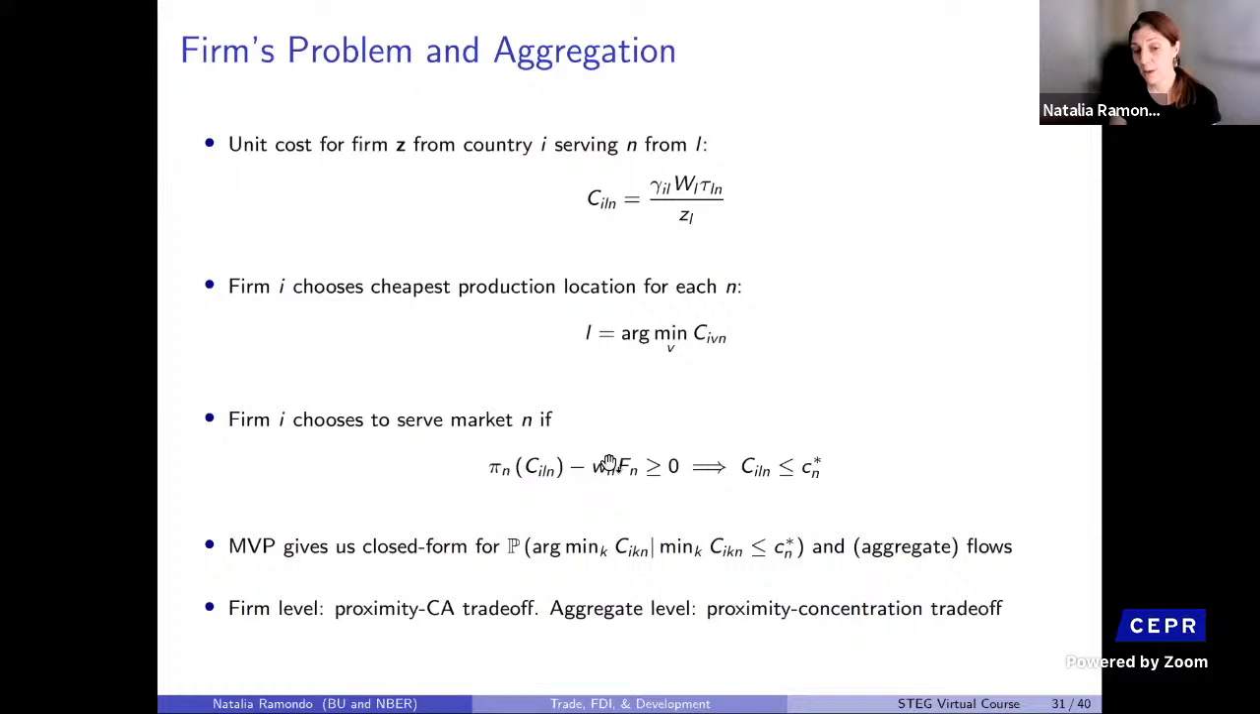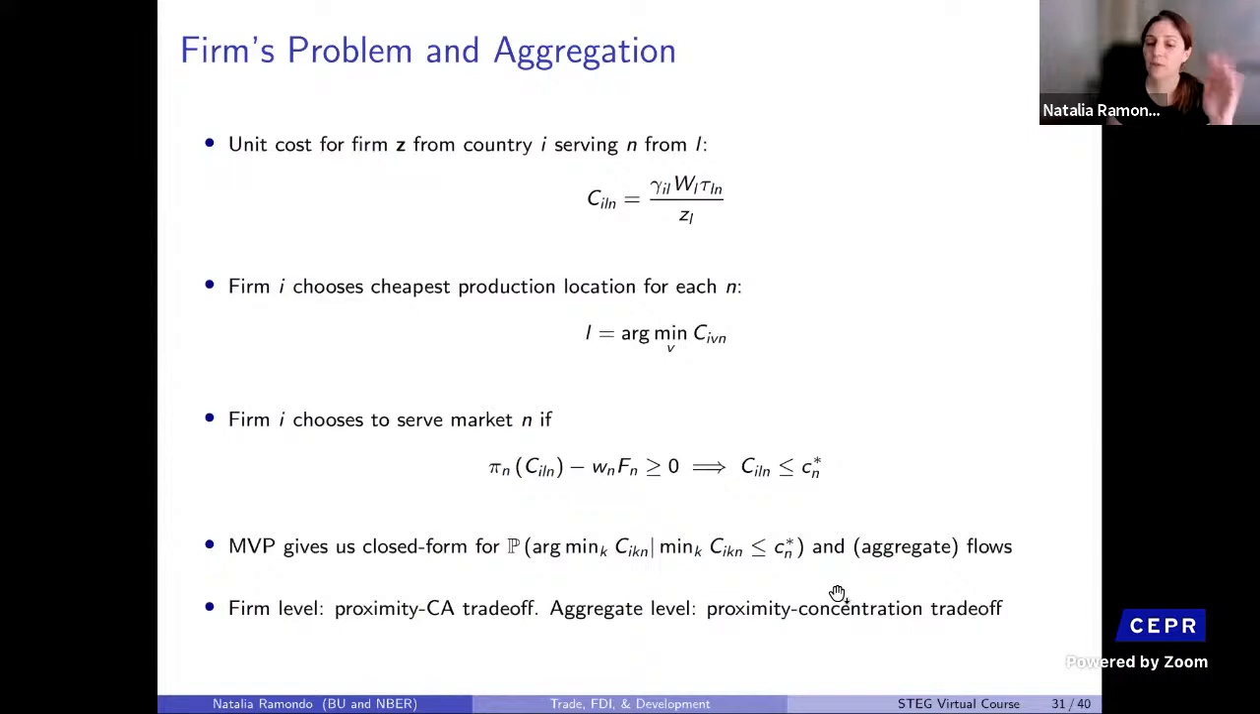So remember, they have to pay this export cost. What the multivariate Pareto gives us are these closed form conditional probabilities, and that will translate into closed form for aggregate flows. Again, we are taking the model to the data, so we really want to have transparency on that.